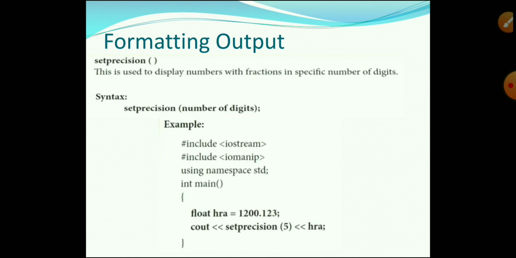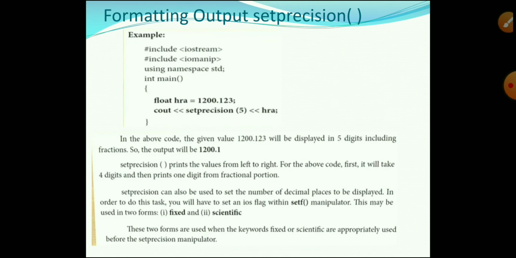So 1200.1, only those 5 values are displayed on your screen. The output screen displays only 1200.1. See here, they have given it there itself, 1200.1. That is the result of that particular program. Setprecision is used to display only the particular value. So that is the meaning of set precision.